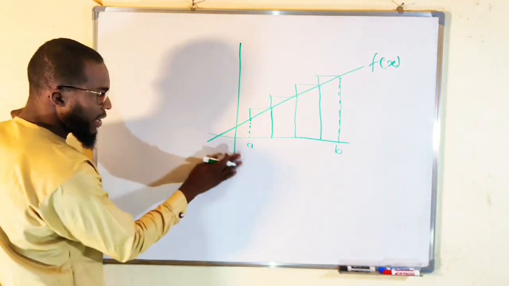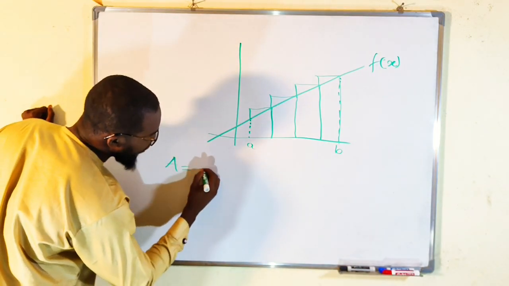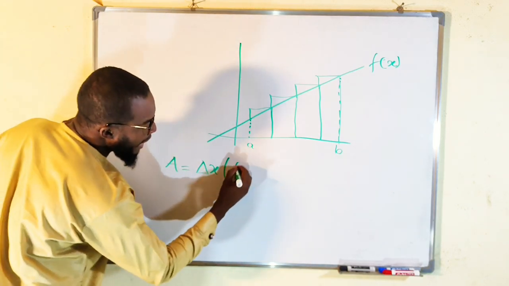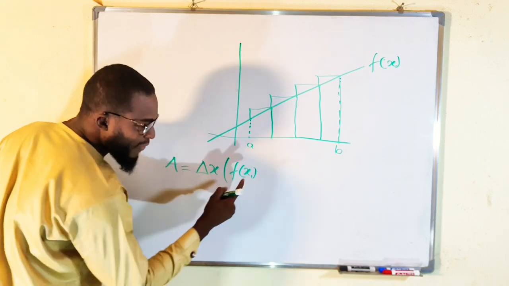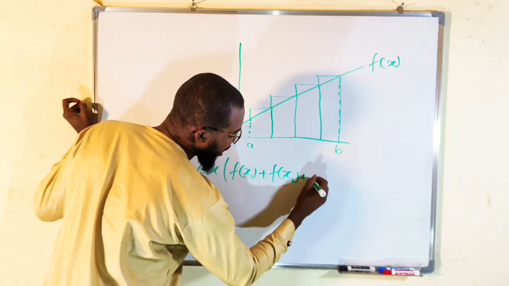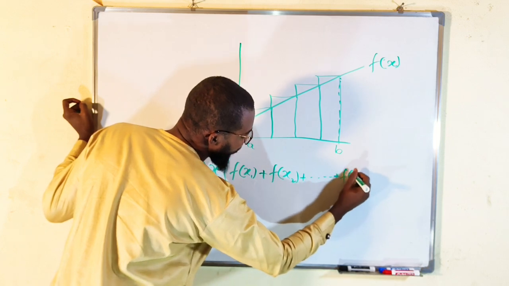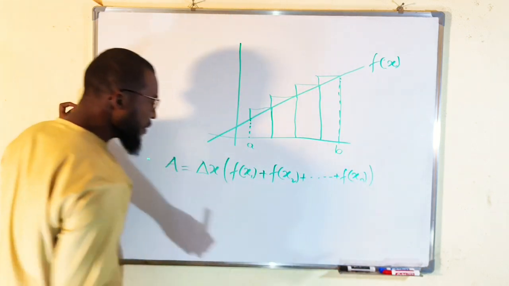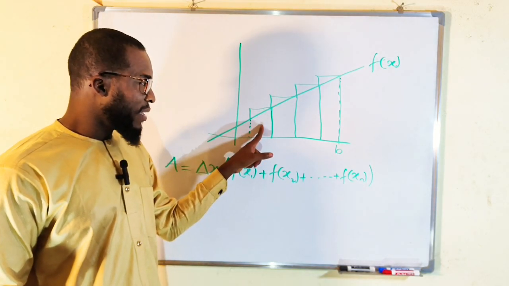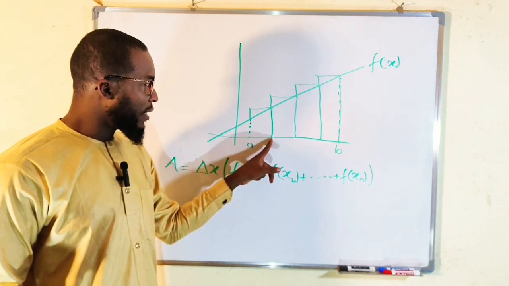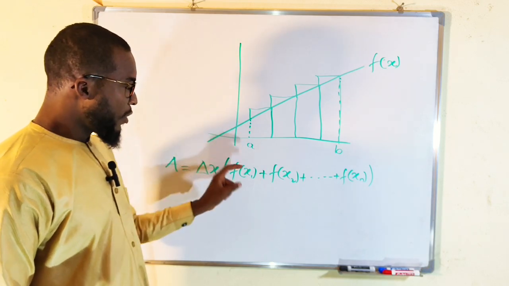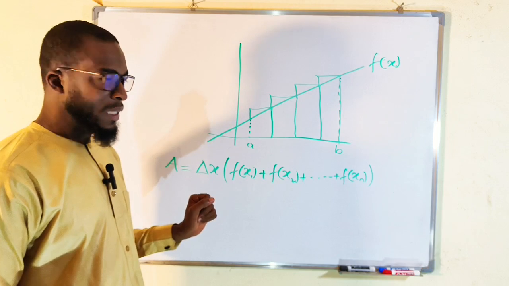You know that to find the area A, you have to take the base, which we call dx, then multiply by f of x1, that is the height of the first rectangle, plus the height of the second rectangle. You keep on adding until the last one, which is f of xn. And how can you find that? For example, for this particular rectangle, if you want to find its height, you take the value of x here and plug it into the function. It will give you the corresponding value of y here, which is f of x. But this time around, it is going to be f of x1.